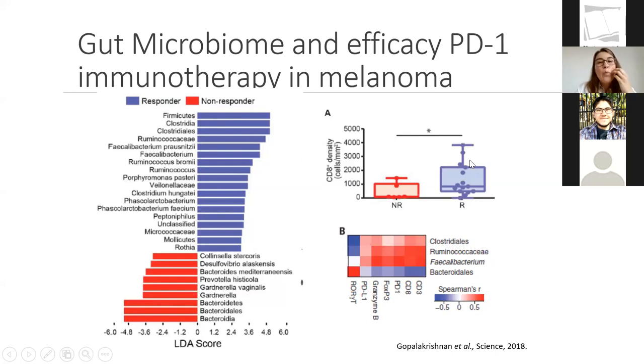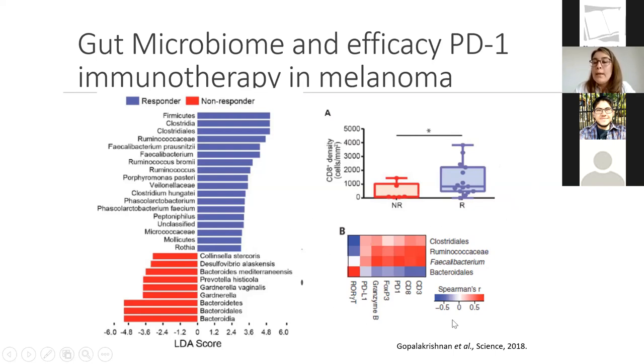They also found a very interesting correlation between, if you see here in the other graph, the CD8 positive density. So remember that CD8 positive cells are cytotoxic cells, and they are one of the first lines where the immune system will fight against cancer cells, okay? So they found that responders, which have this profile of bacteria in their gut, actually have more CD8 positive cells, and these were correlated with the clinical response, which was really fantastic.